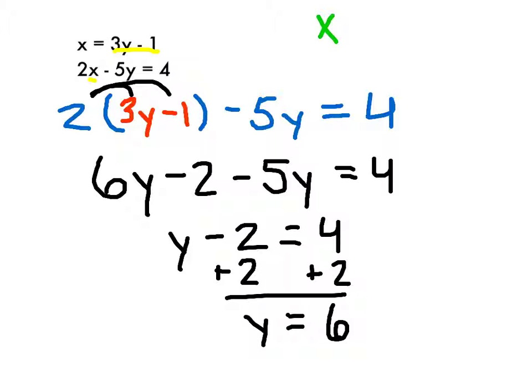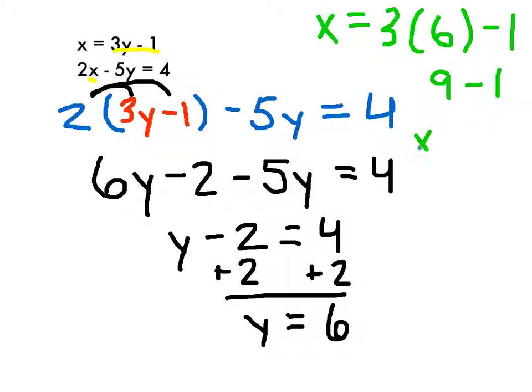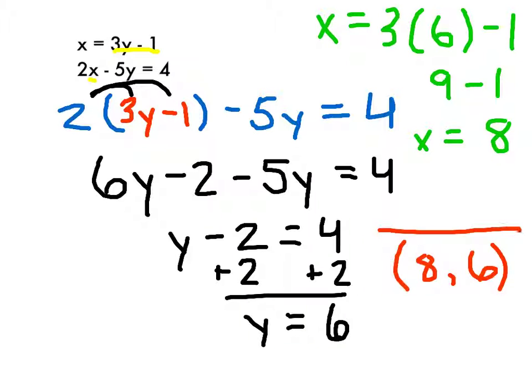So x equals 3y, because 6 is my y. Remember, they are the same thing, minus 1. 3 times 6 is 18. Minus 1, so x equals 17. So my final answer, when I put it in a set of coordinate points, it's going to be 8, 6. That is the final answer.